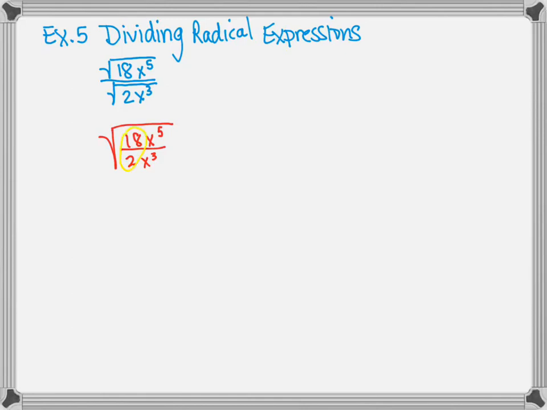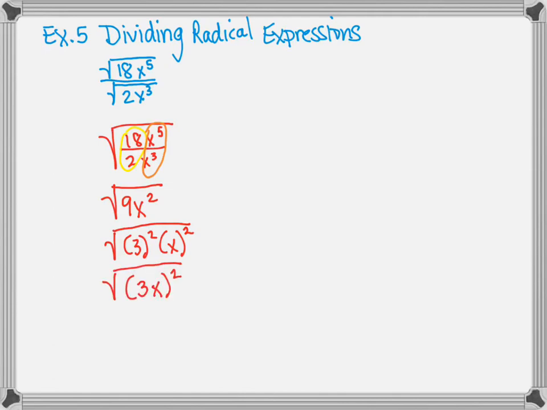18 divided by 2 is 9. X to the fifth divided by x cubed, we need to subtract our exponents. So we have x squared. So now we have the square root of 9x squared. Let's see if we can write both 9 and x squared as perfect squares. 9 is 3 squared. X squared I can write as x squared. Let's combine them into one perfect square. So the square root of 3x quantity squared.